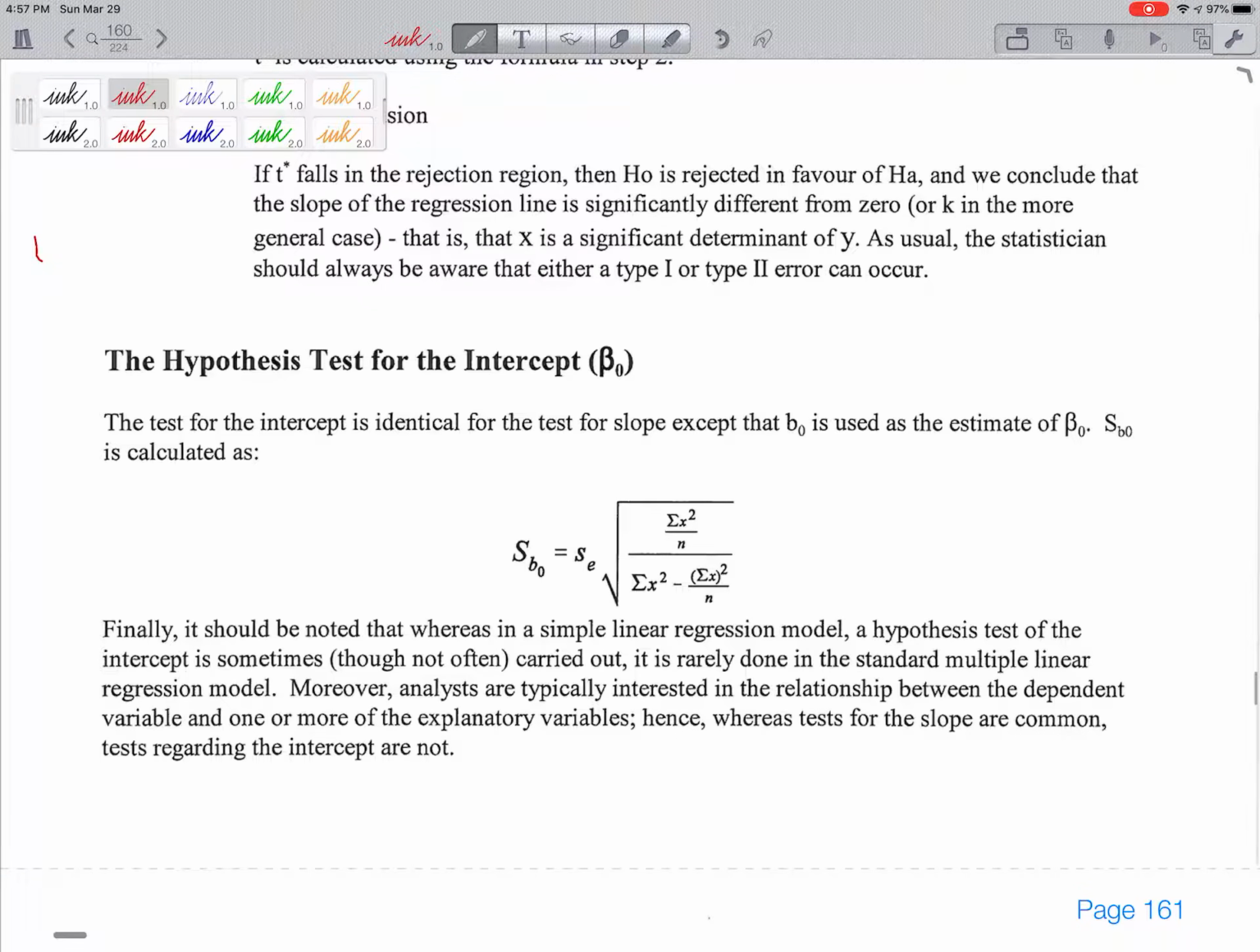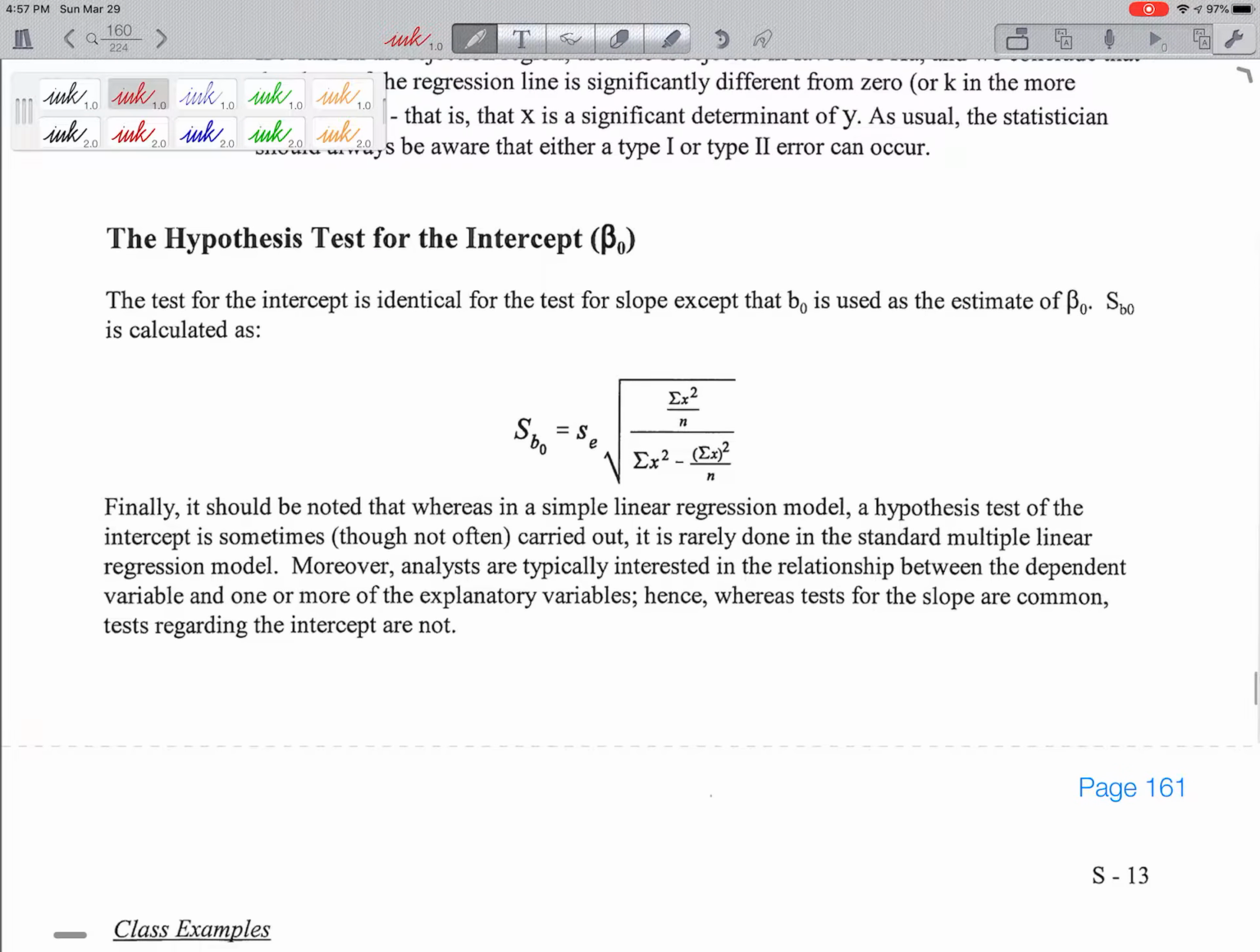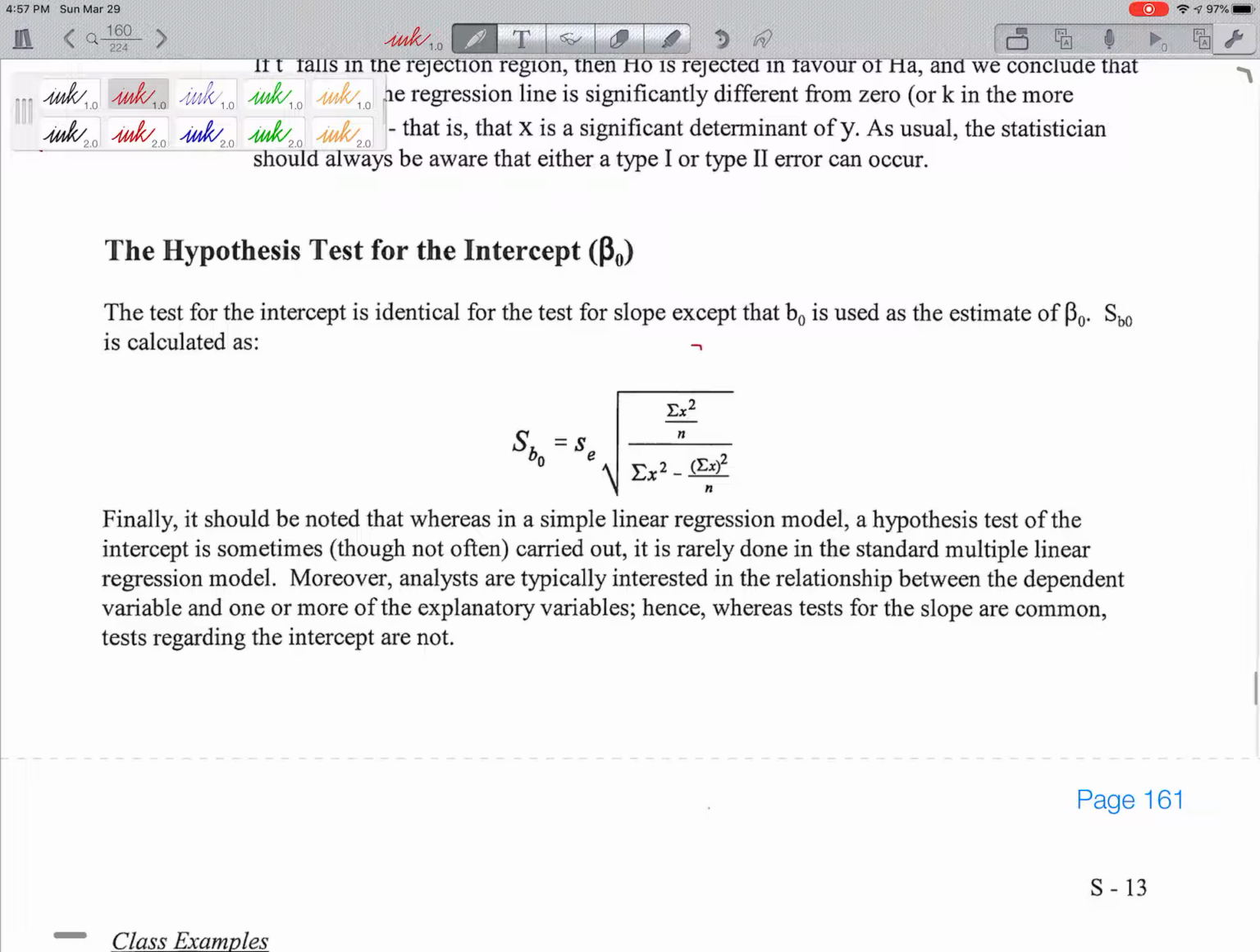Oh, before we go into that, you can also do a test on the intercept. And the intercept looks really similar. The SB0 value looks very similar to the SB1, except that there's an additional term here in the numerator. Otherwise, everything else is the same here.